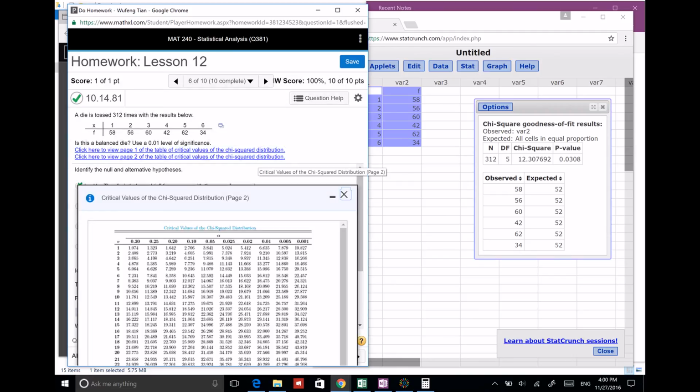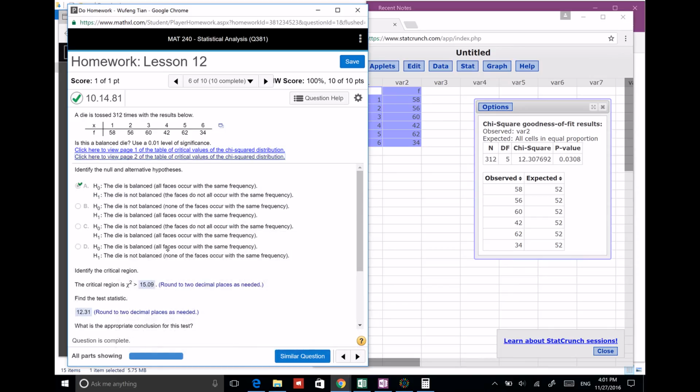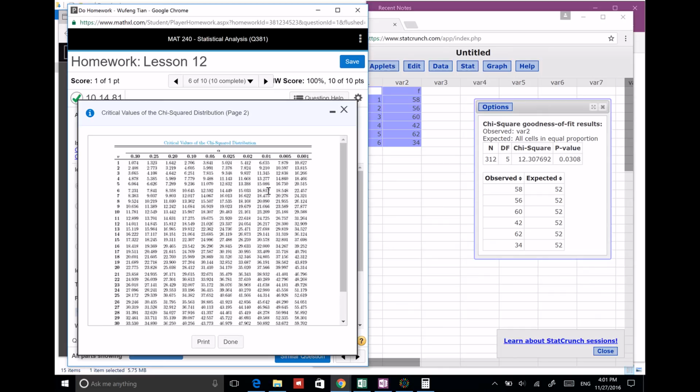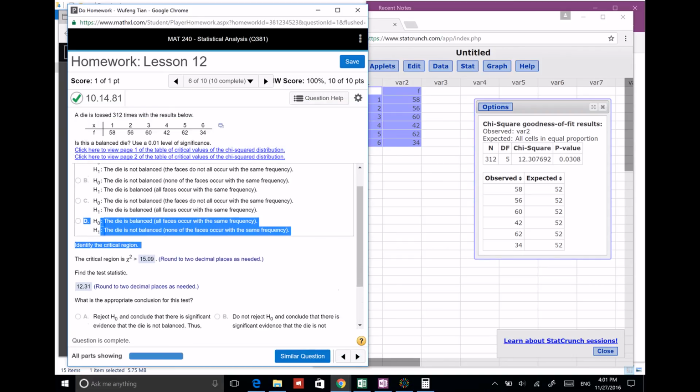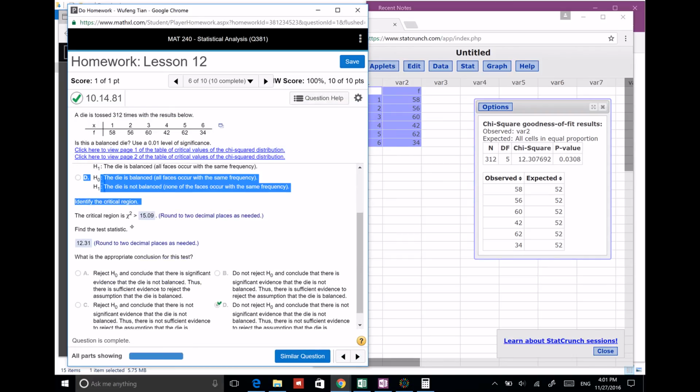At the 0.01 significance level with 5 degrees of freedom, the critical value is 15.086. The chi-square of 12.31 is a lot less than that, so it's not bigger than this one, so we do not reject it.